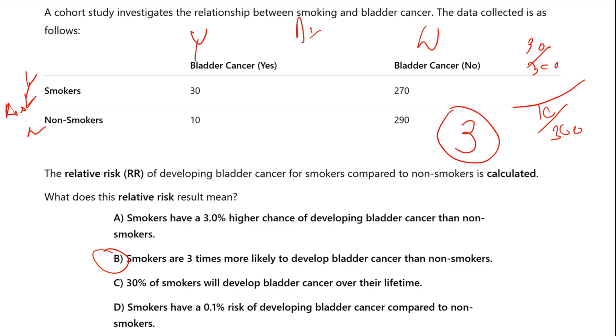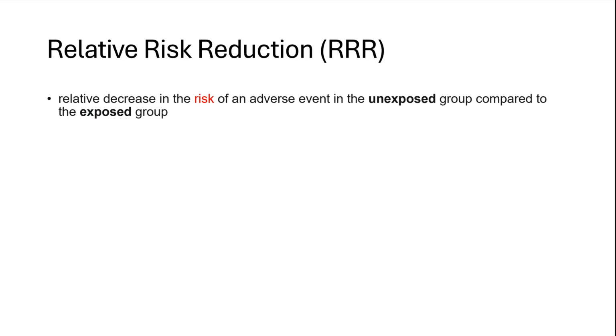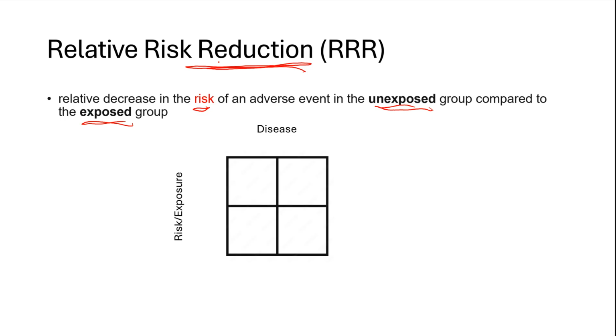Now moving forward, we'll talk briefly about relative risk reduction. What exactly is relative risk reduction? Relative risk reduction is the relative decrease in the risk of an adverse event in the unexposed group compared to the exposed group. Whenever you see the term reduction in statistics, that means we are subtracting something. So again, we can draw out our little diagram. We can say yes, no, yes, no, and we can put A, B, C, and D in it.